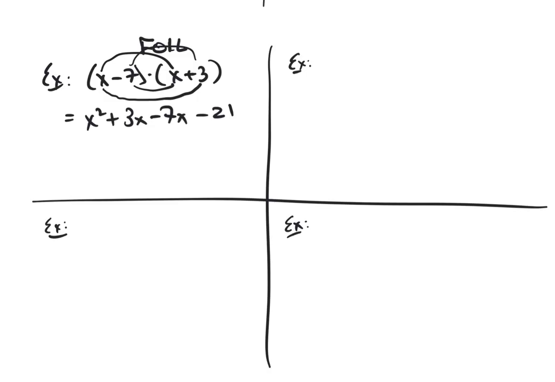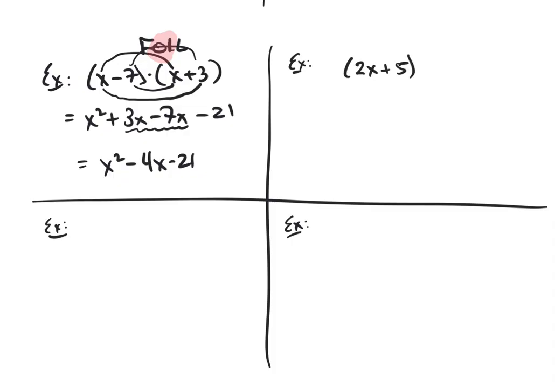About 95% of the time, the O and the I part of FOIL can be combined, like they can here, because they are like terms. So positive 3 minus 4 would be negative 4x. So about 95% of the time when we multiply two binomials together, we get a trinomial as a result. Let me bop through a couple more, again, just for a little bit of extra practice.